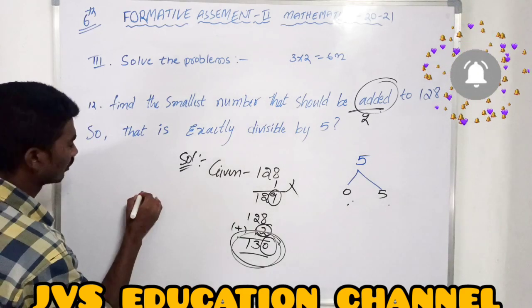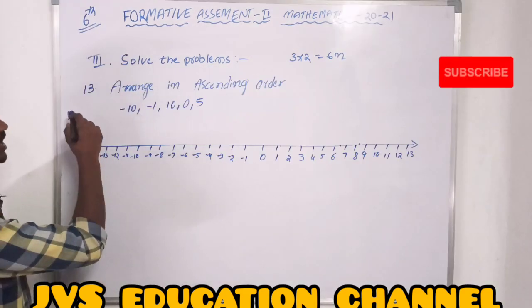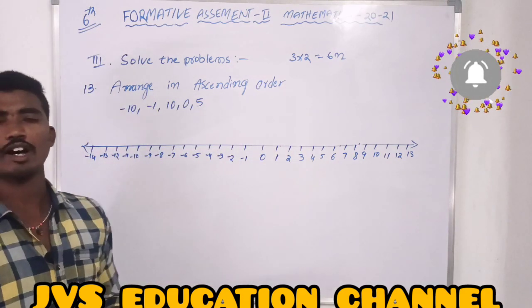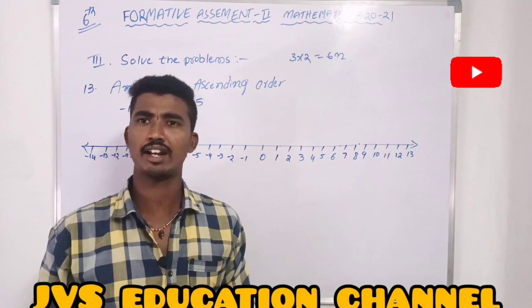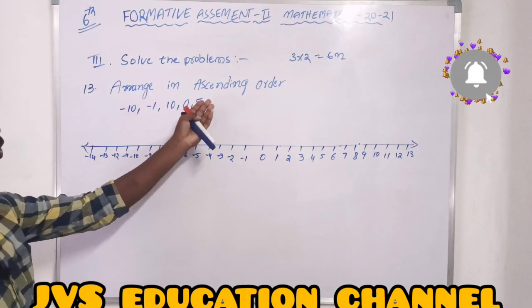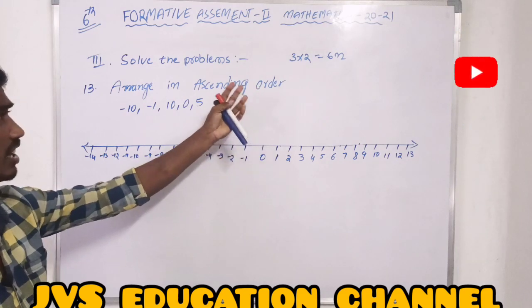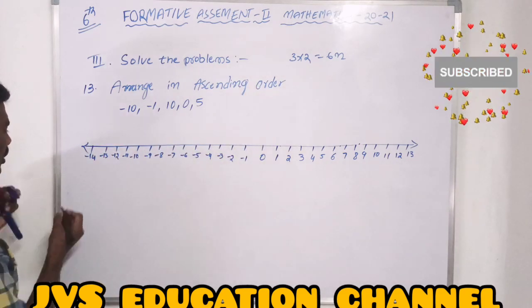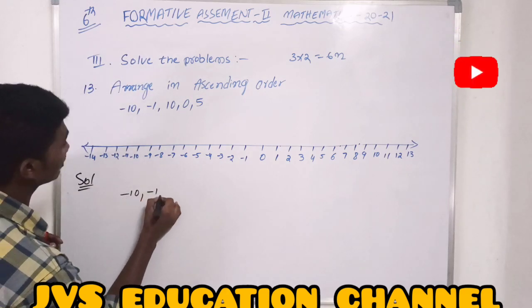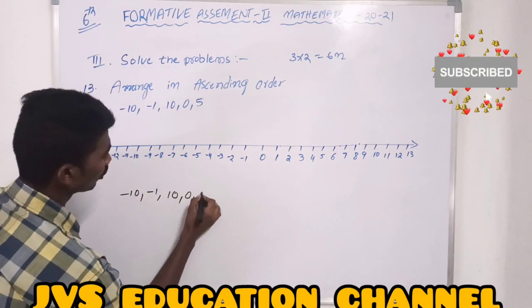The next question is 13. Arrange in ascending order. We have two orders: one is ascending order and the other is descending order. Now we have to do ascending order. The given numbers are minus 10, minus 1, 10, 0, 5.